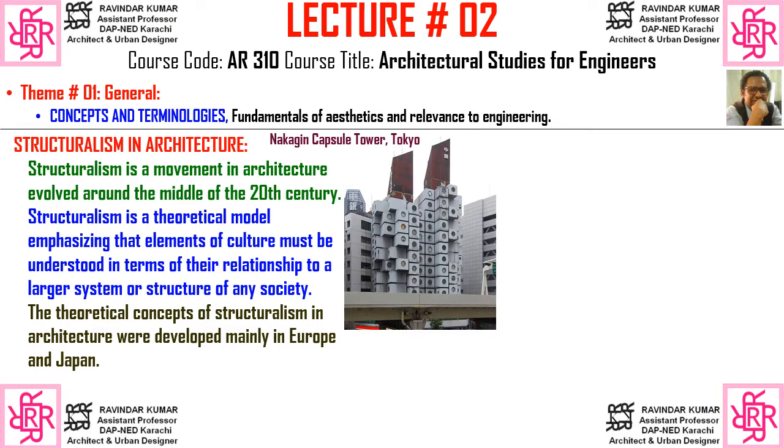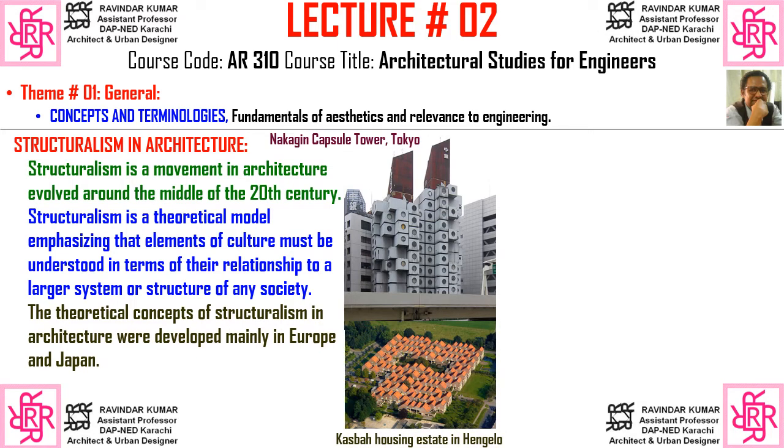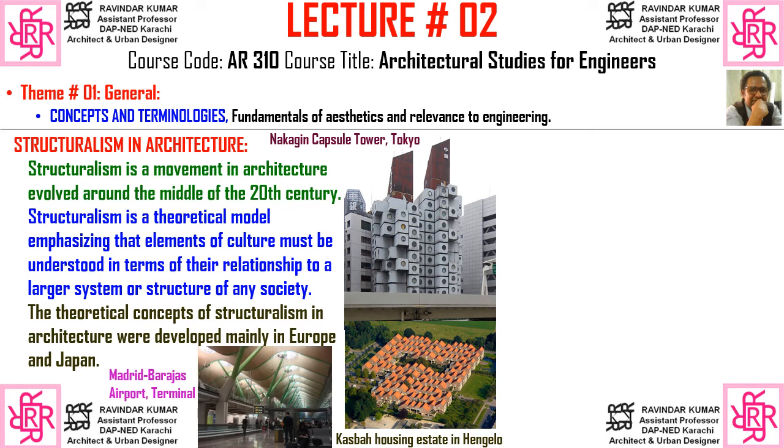This is the Nakagin Capsule Tower in Tokyo, where you find that a structure is exposed in a squarish form. This is another example, Kasbah housing estate in Hengelo, where you find that the whole housing scheme is like one structure. Here you can see the Madrid Barajas airport terminal, where you find that the structural elements are exposed in the building.